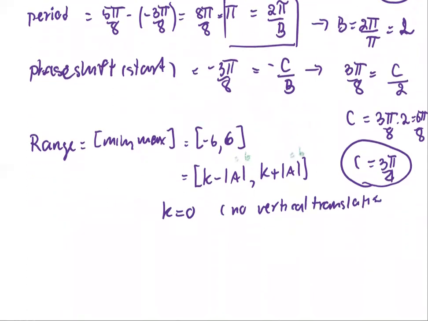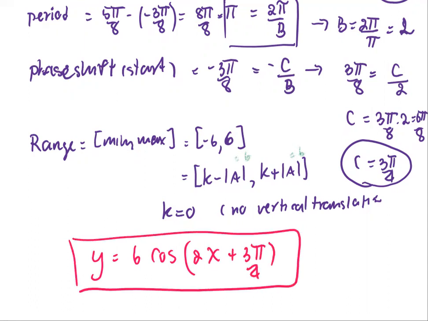After we get all 4 numbers, we just put them together to form the equation of the trig function that represents this graph: y equals k, which is 0, plus a, which is 6, times the cosine of b, which is 2, times x, plus c, which is 3 pi over 4, as the equation of this graph.